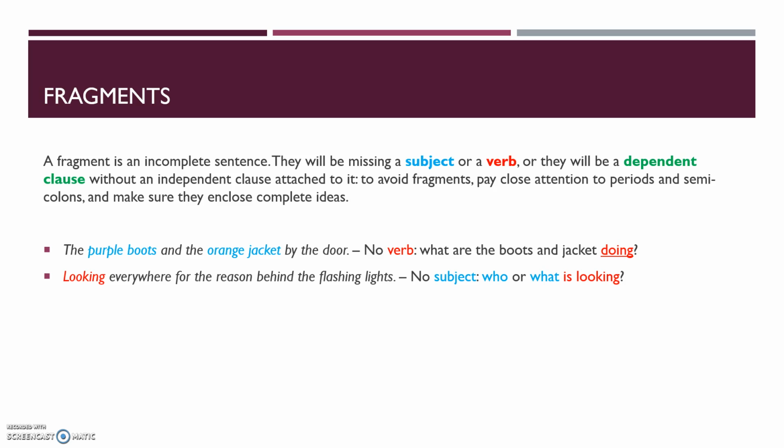Looking everywhere for the reason behind the flashing lights. Now in this one we have the opposite problem. We have some action, looking, but we don't have a subject. Who or what is looking? Once again, this is very important. Even if you include that information in a previous sentence, you need the subject to appear in the sentence where the action is taking place. Someone was looking everywhere. Something was looking everywhere. A dog, a person, Mr. Page, it doesn't matter as long as somebody or something is doing it.